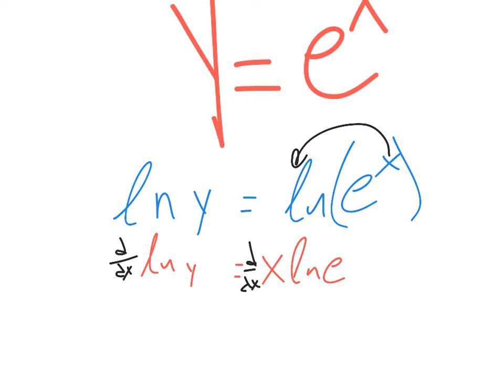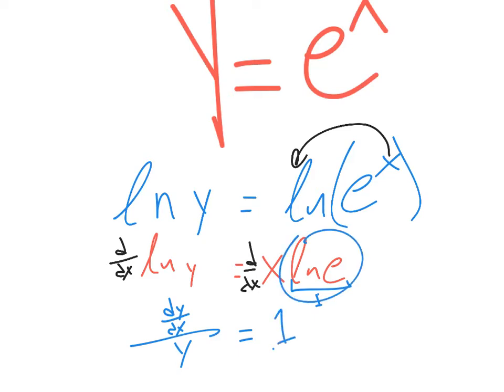Here we've got to take the derivative implicitly of the left side. So the derivative of the inside is y prime, or dy dx, all over y. Okay, that's our rule for logs. Now here, the natural log of e is just a constant. In fact, it's a special constant. The natural log of e is 1. So this is just the derivative of x, because this whole thing is 1. And so 1 times the derivative of x is 1.